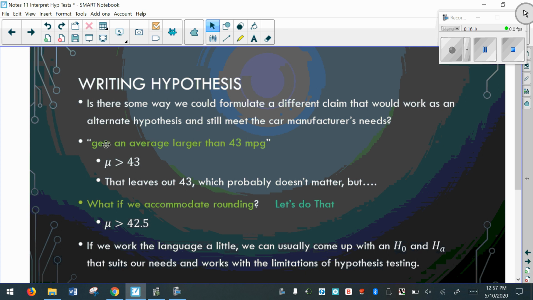So what if we say the car gets an average larger than 43 miles per gallon? Well, mu then would be bigger than 43, but this does not include 43. Probably really doesn't matter, but let's go ahead and talk about what if we wanted to allow for rounding. What if mu was bigger than 42.5? Let's go ahead and use this for this particular example problem.